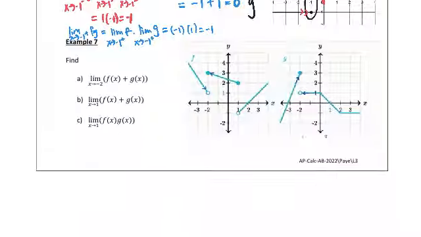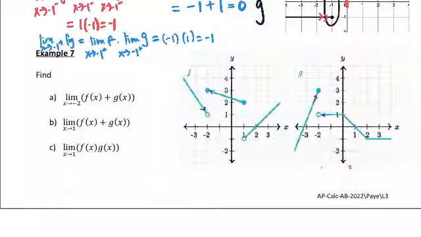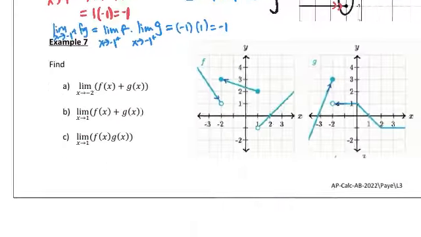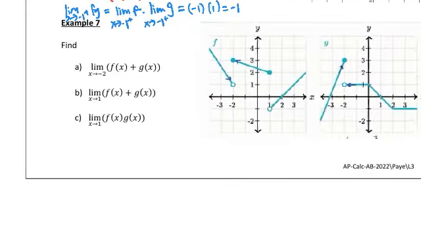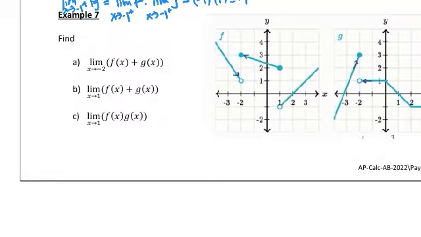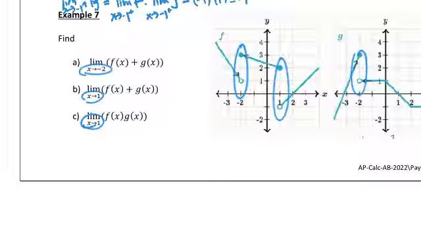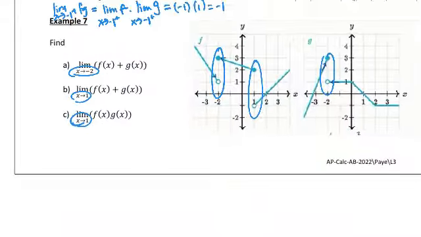Okay, last example is, again, pause the video and see if you can figure these out. It's much of the same that we just did in example 6. Okay, so for all of these, we're going to have to do one-sided limits because at -2, we've got a break for both the functions, and at 1 as well, we have a break for at least one of the functions, okay?